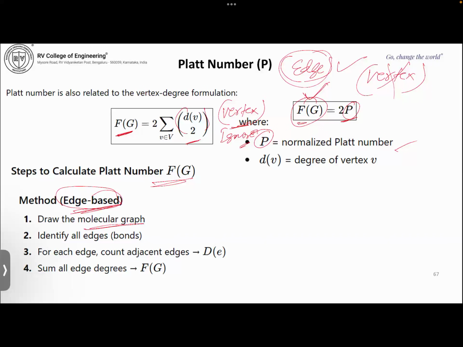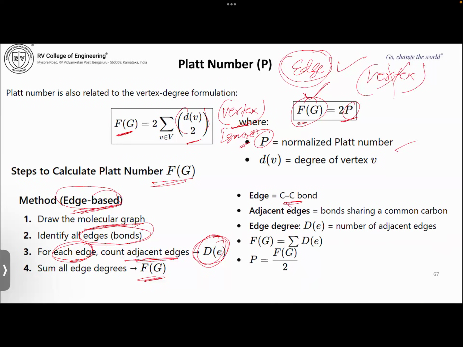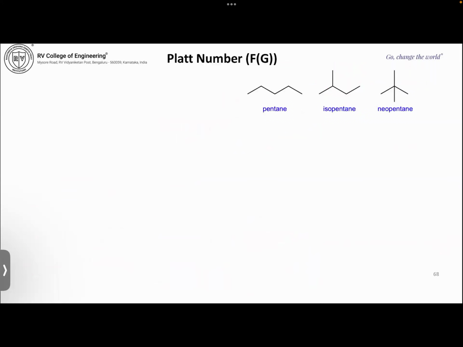First step is you should write the molecular graph and identify all the edges, the bonds, and label them as A, B, C, D, or whatever. For each edge, count the adjacent edges. That is called the degree of the edge. Then just add all the degrees of the edges, and you will get the Platt number F of G. Each edge is equal to a C-C bond. Adjacent edges are bonds sharing a common carbon. So the edge degree is the number of adjacent edges. And P is equal to half of that F of G, normalized.